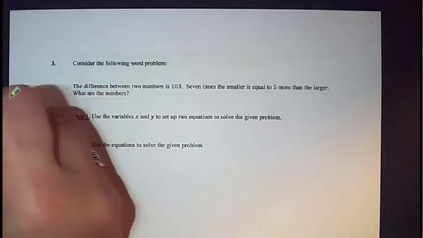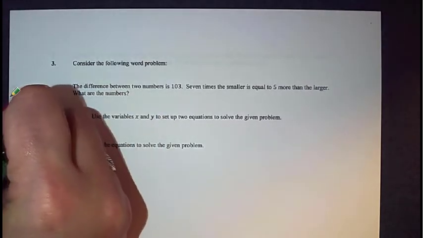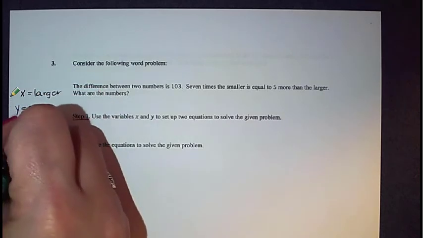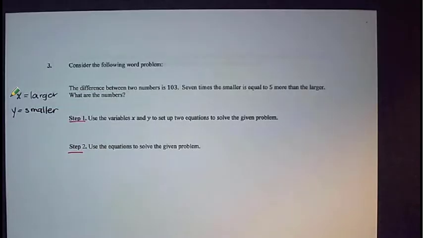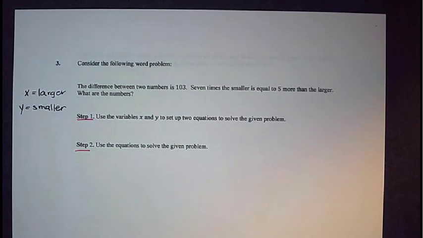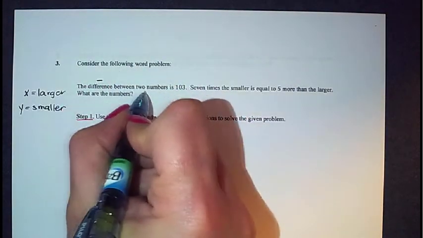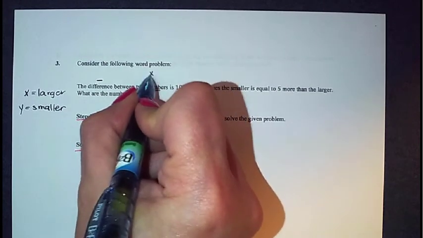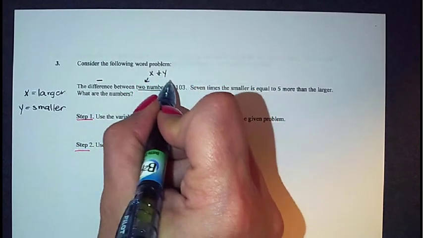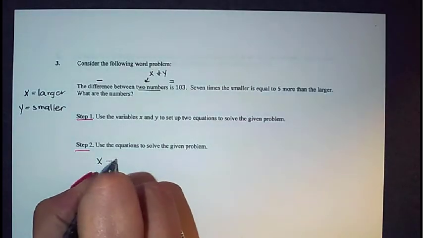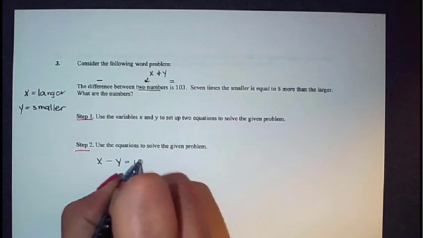Again, out here to the side, I want to say that x is going to be my larger number, and y is going to be my smaller. And it's real important just to set that up to begin with, so that you know when you're looking back at the problem that those are your values. So the difference between the two numbers, again, difference means subtraction. The two numbers we're looking at, that's our x and our y, is 103. So our first equation is going to be x minus y equals 103.